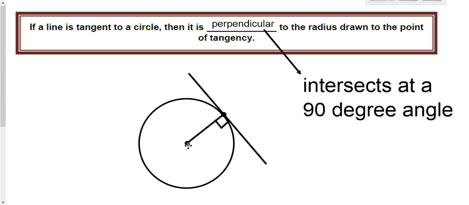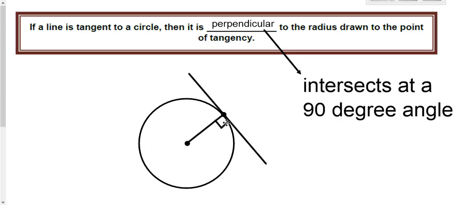And you'll see we'll be making right triangles in problems by taking this radius to this point out here somewhere and using the Pythagorean theorem to solve for some things. But the biggie to remember is that when you have a tangent, it's going to make a 90-degree angle with this radius that goes to the point of tangency here.